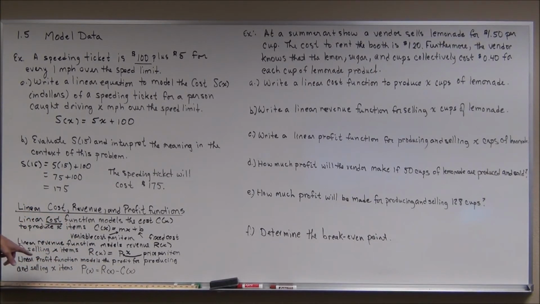Linear profit, the linear profit function, models the profit of producing and selling x items. So I have my sales, I have my cost. Revenue minus cost is going to give me profit. Now hopefully this is going to be a positive number, because if this turns out to be a negative number, if my cost is too much, then I'm going to end up owing money and I'm not going to have any profit at all.